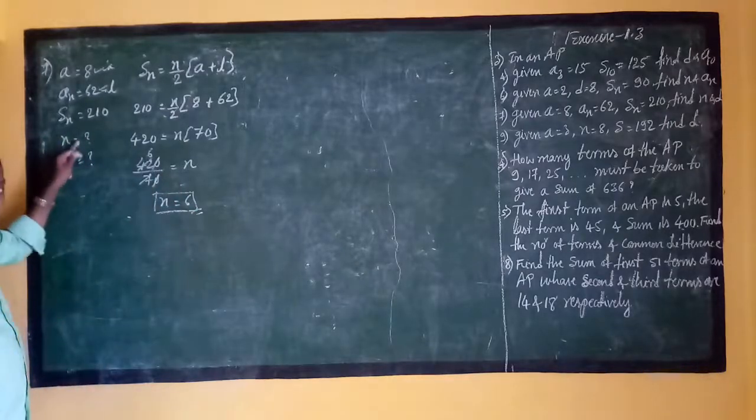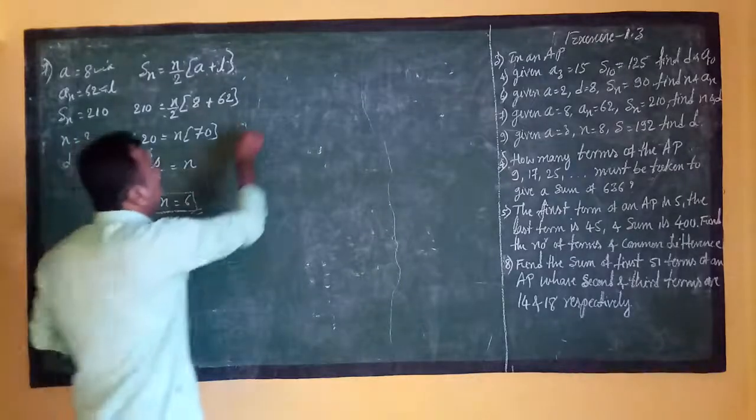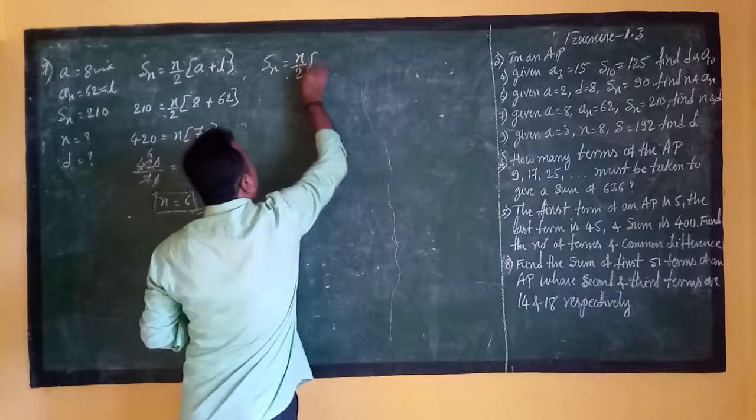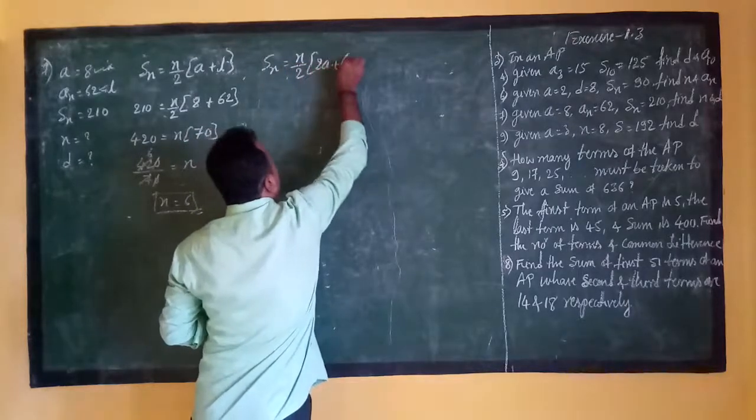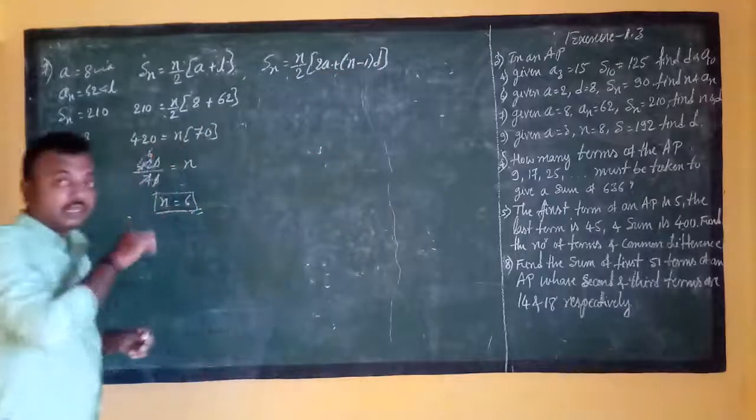n is calculated. Then we have to calculate d. Yes, d. If you want d, see here, Sn is equal to the formula n by 2 into 2a plus n minus 1 into d. Now we have to use this formula because we have to calculate the d value.